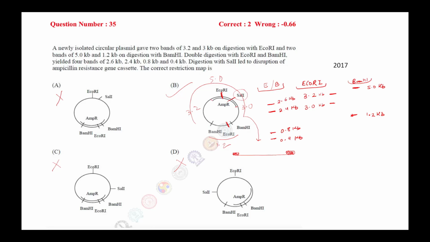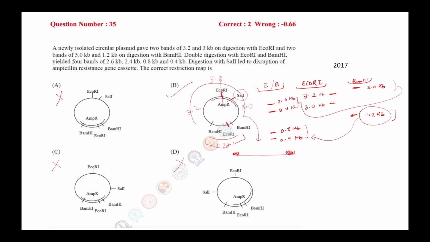According to this, we are just assuming this is the scenario. BamHI has given us 5 kb and 1.2 kb, and then again EcoRI is cutting this 5 kb sequence, dividing it into two, which we can see here, 2.6 kb and 1.4 kb, and this 1.2 kb is divided into these two, 0.8 kb and 0.4 kb.